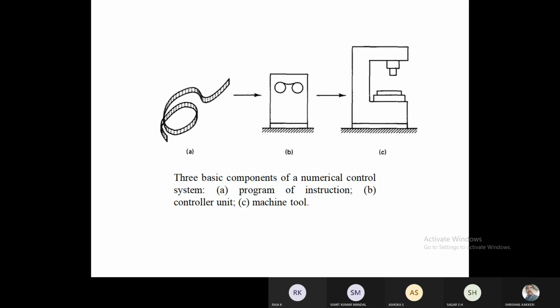The instructions will be written in the form of G code and N code. And the next one is the machine control unit, that is called the computer. From the machine control unit, the program of instructions will be sent to the machine. Now MCU, machine control unit, will act like an interface between this program of instructions and the machine tool.